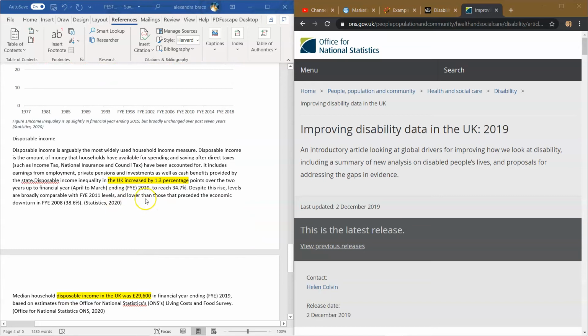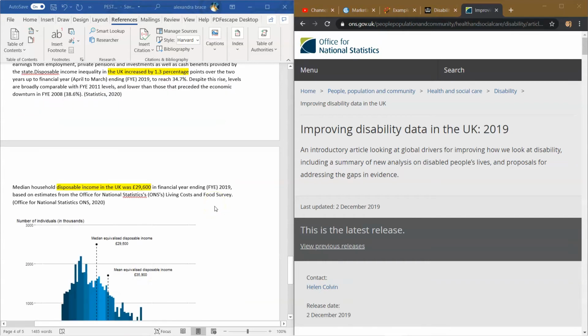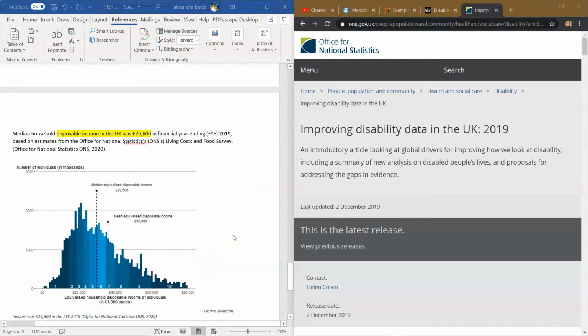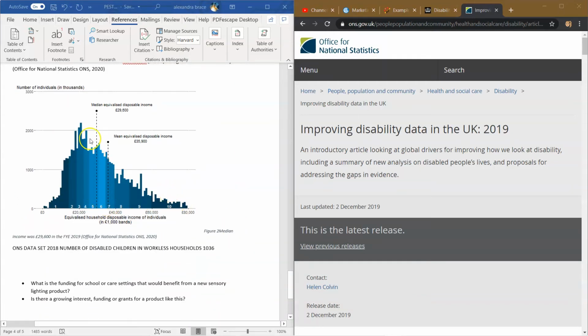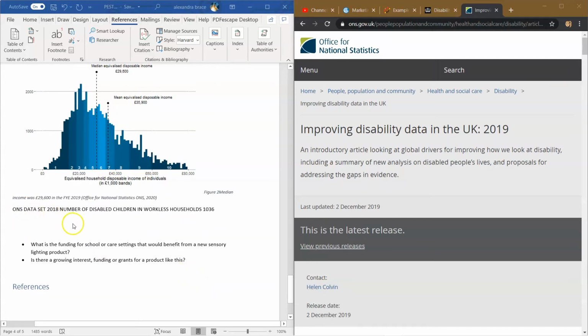I've also got some information saying that the UK disposable income inequality has increased by 1.3%, and that the median disposable income in the UK was £29,600 for the financial year ending 2019. I've then got some disposable income graphs that I can analyse, and I've also downloaded some data sets, which is where I am now, looking at ONS dataset 2018. Number of disabled children in a workless household was 1,036.